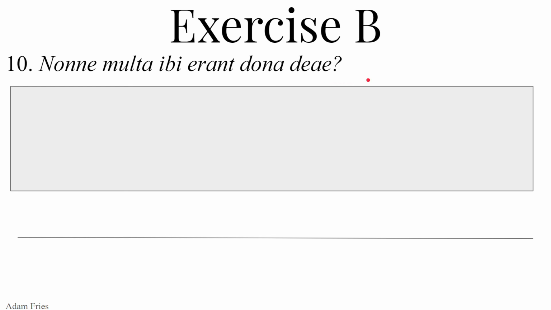Optime, very well done, all 10 sentences. You are now ready to move on to Chapter 7's Exercise C, which is parsing from English and turning it into Latin.